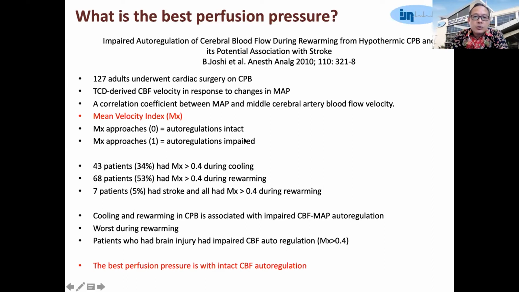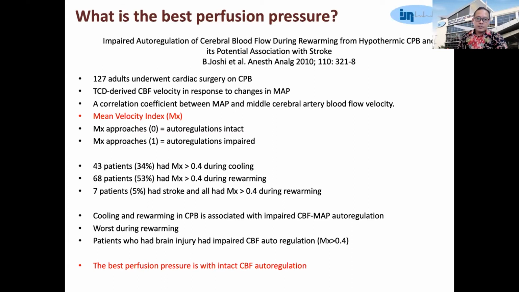To answer this, Joshi in 2010 looked into 127 adults who underwent cardiac surgery. To investigate the cerebral blood flow, he used the transcranial Doppler, and looked at this in response to the change in the mean arterial pressure. He introduced a concept of mean velocity index. When the mean velocity index is 0, the autoregulation is intact. But as the mean velocity index approaches 1, the autoregulation is impaired.